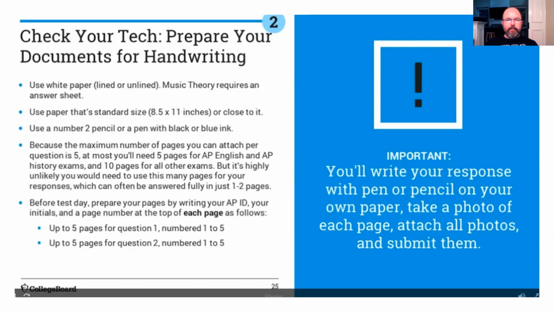I think that's mainly for people from Europe who use A4 paper, which is slightly larger, but they can still do that. Use a number 2 pencil or pen with blue or black ink. The maximum number of pages you can attach per question is 5. So at most, you're going to need 5 pages for AP English and AP History, and 10 pages for AP Physics 1 and any other exam. It's highly unlikely you'd need to use as many pages. Your answers should probably fill up between 1 and 2 pages.